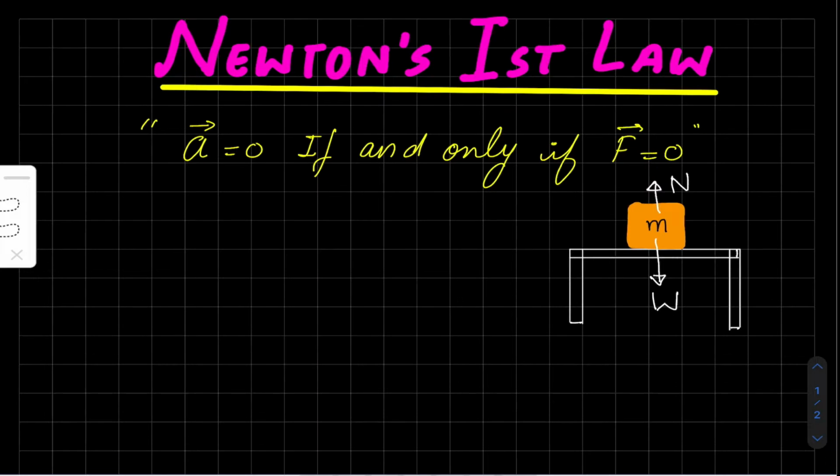Alright guys, today I am going to discuss Newton's first law. So this is my journey with the Newton's law chapter. What does this Newton's law statement tell us? It says that the acceleration of the body is zero if and only if the force is zero. This is a very discrete statement. Acceleration is zero if and only if the force is zero.